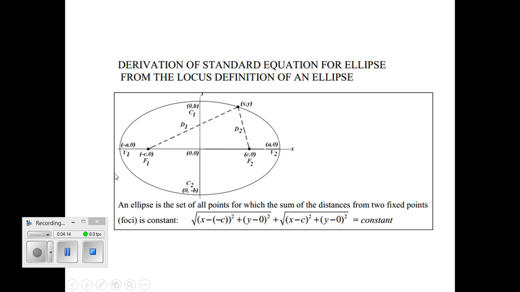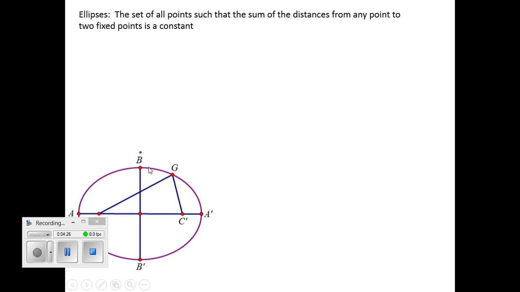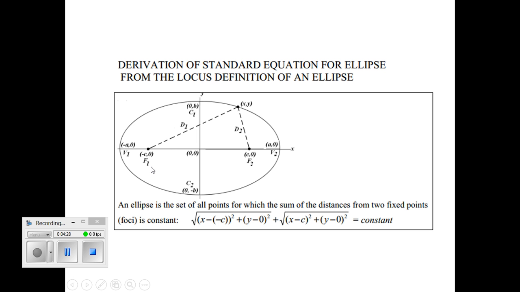I've said over here, if I designate this point (x, y) as any point on the ellipse, here's my point (x, y). Here's one focus at (-c, 0), and the other focus at (c, 0). So d1 plus d2, as we said, was always going to equal 2a here. We're going to go through that derivation. And d1 is what? Well, it's a distance formula.